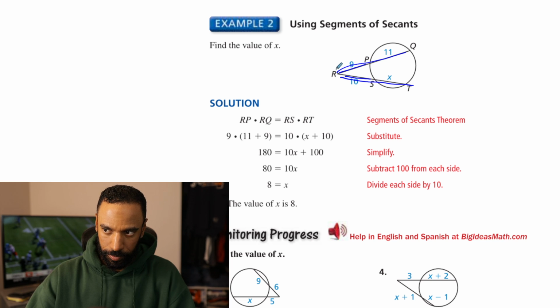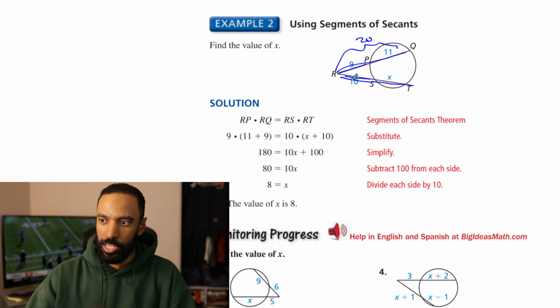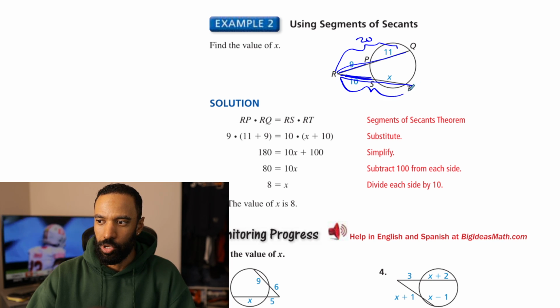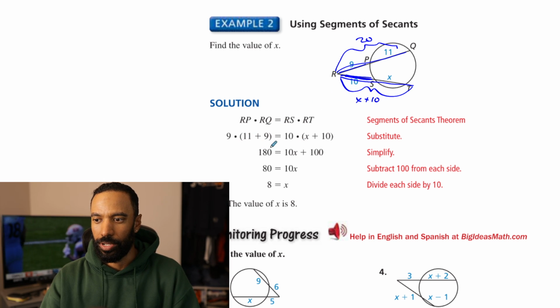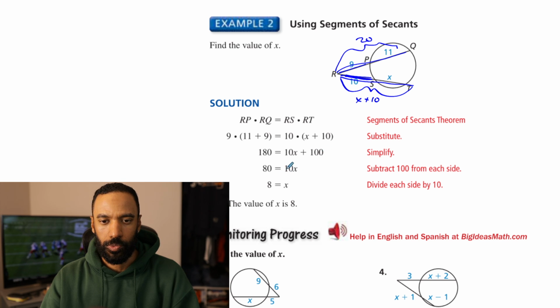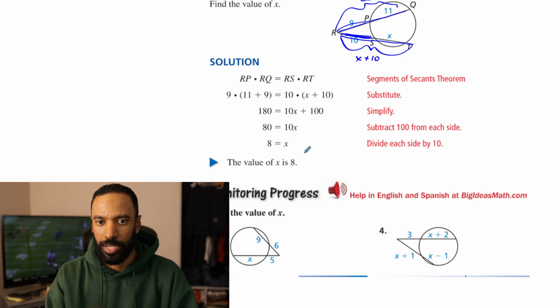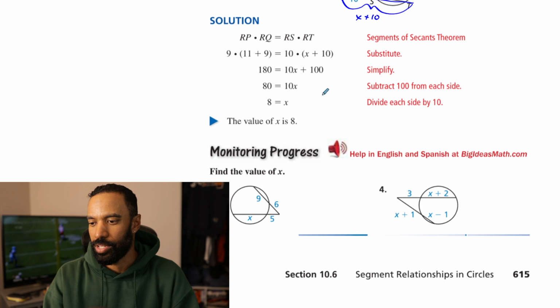Whole thing is 20. This equals outside 10 times whole, which is x plus 10. So outside times whole, 9 times 20 is 180. 10 times x plus 10, you distribute that. You can subtract 100 and divide both sides by 10. You get x equals 8. They just said solve for x, and there's that one.